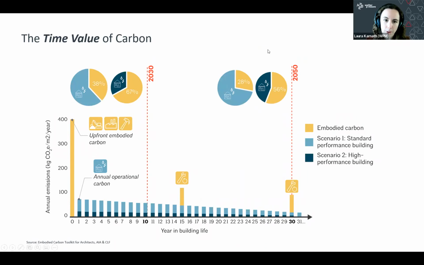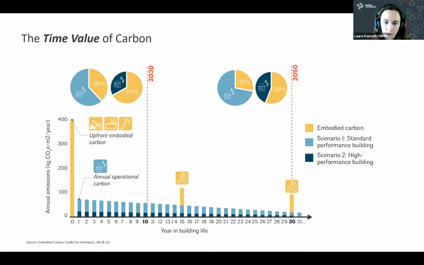We also want to talk about the time value of carbon. So this is a really awesome chart that the AIA and the CLF put together for their embodied carbon toolkit for architects. And it's basically showing a timeline of a building's life and the carbon emissions that happen in each year of the building's life. So right at the beginning in year 0, we have this big, tall yellow bar that is the upfront or embodied carbon. And that's what I was talking about, all that carbon that's associated with building materials and the construction process. And then throughout the building's life, it has in these blue bars operational emissions, and those are hopefully going down over time because we're cleaning up our energy sources, we're cleaning up our electrical grids.